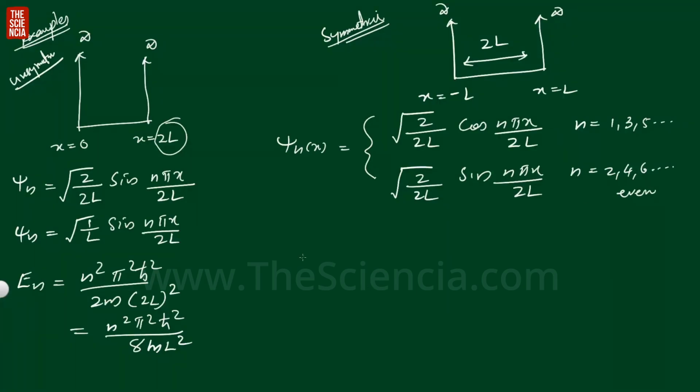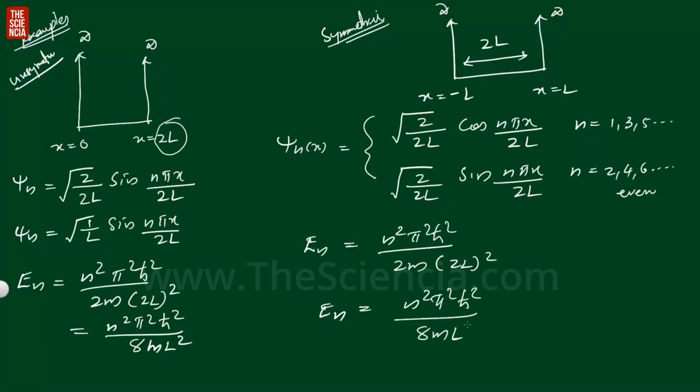And for energy En we get n square pi square h cut square by 2m L square, that is length square. Here the length is 2L square. See, again we got En is equal to n square pi square h cut square by 8m L square. See, the wave functions are different for symmetric and unsymmetric box, but the energies are the same for symmetric and unsymmetric box. It is dependent only on the length, right?